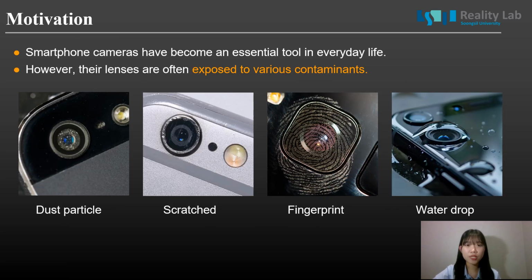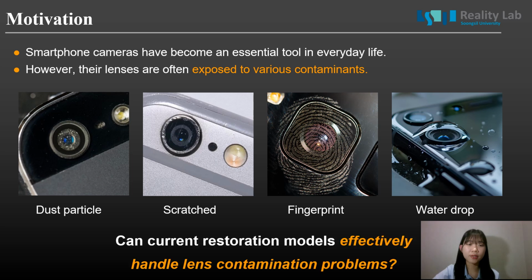As we all know, smartphone cameras are essential in everyday life. They are used in various places and situations. However, their lenses are often exposed to contaminants such as dirty particles, scratches, fingerprints, and water drops. These factors significantly degrade image quality, affecting the quality of our everyday photos.